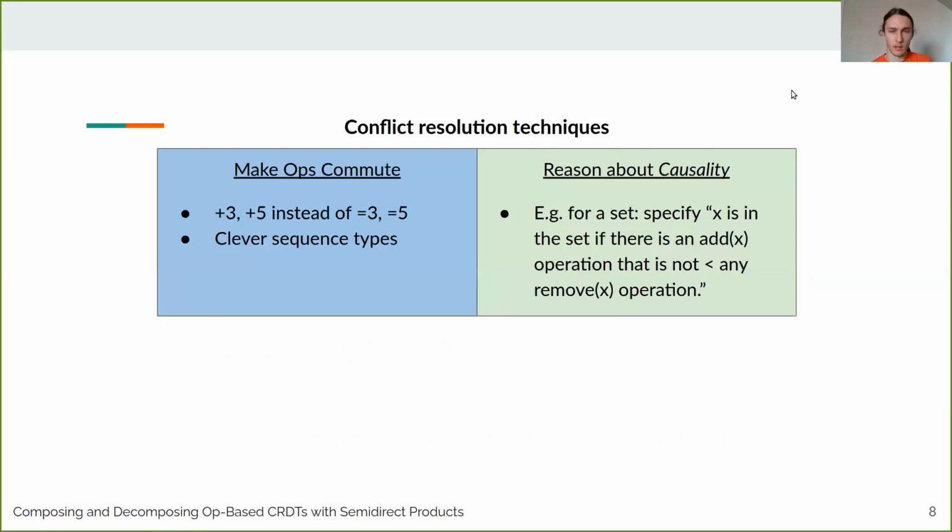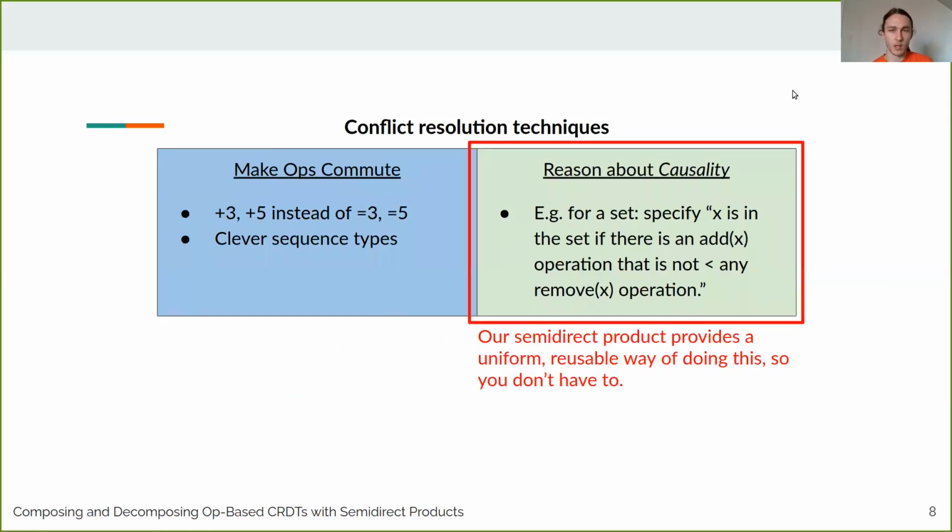Okay. So again, here are the conflict resolution techniques for building CRDTs: commutativity, and reasoning about causality. What our semidirect product does is it provides a uniform and reasonable way of reasoning about causality so that CRDT designers don't have to do it from scratch each time. This is good both for coming up with rules, like this rule that I've specified here for a set, and it's also good for implementing them. So if you just look at this definition, it's not entirely clear how you would implement this efficiently without just looping over the full history of operations every time you get a new one.